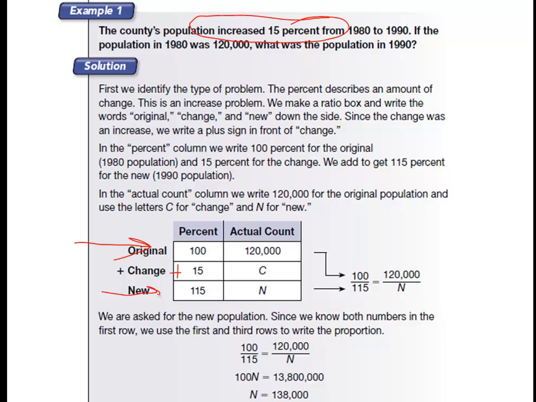Now we've got to continue to read. It said that the population in 1980 was 120,000. What was the population in 1990? So our ending population wasn't 120,000. Our original population was 120,000, so it goes in right here in the original with the 100%. And then we just do our cross multiplication, 115 times 120,000, and then we divide that by 100, and we come up with the answer of 138,000. So that should look very familiar to you. The only tricky part is this box right here, getting it set up properly.